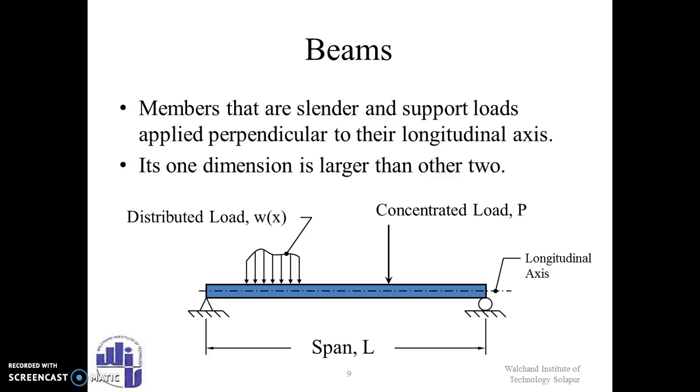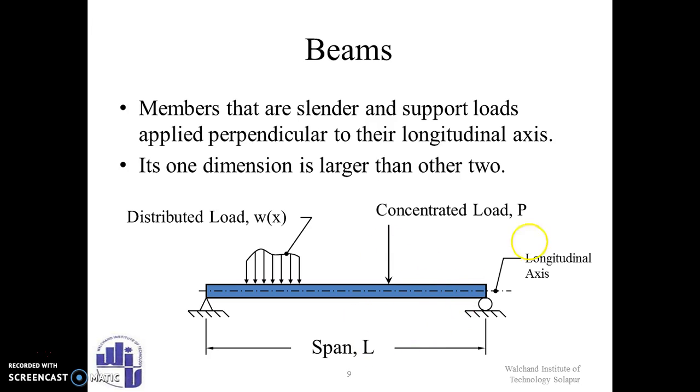Now, first objective is what is exactly beam? So see, one figure is present here. There are two supports. This blue color indicates beam is there. Over this beam, distributed load is there. Another one, concentrated point load is there.